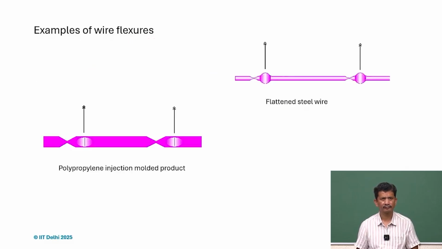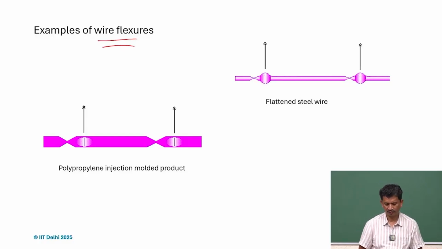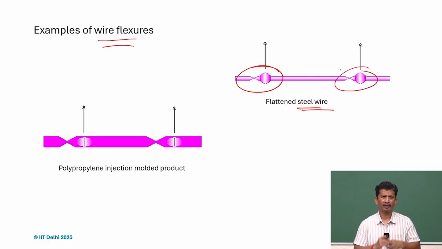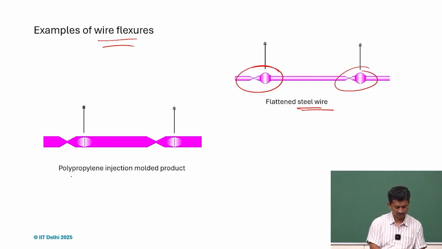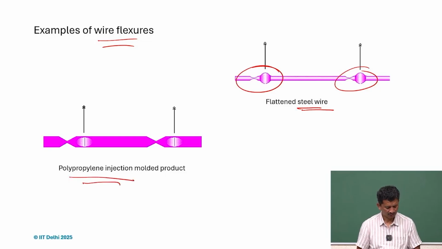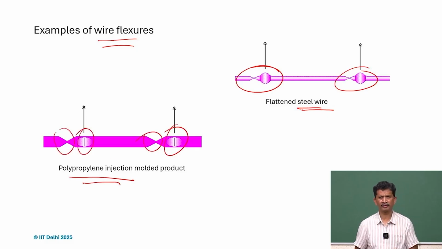So there are some simpler ways to achieve the kind of wire flexure. So this is like a steel wire flattened at both ends, so it acts as a U joint, universal joints at either end, and we can get it from a polypropylene injection molded product also. So we can make hinges here in orthogonal directions, and we can get a similar performance.